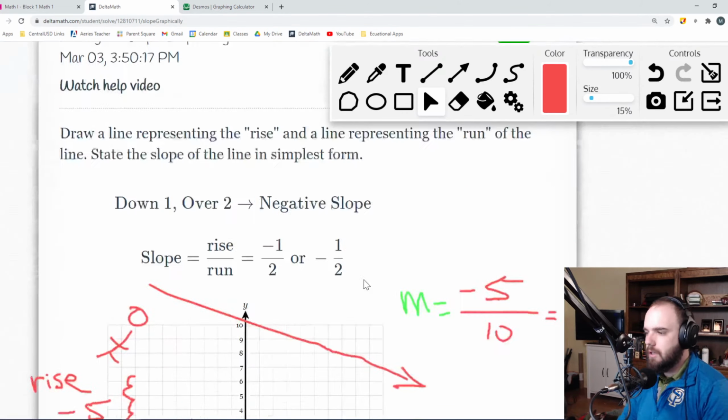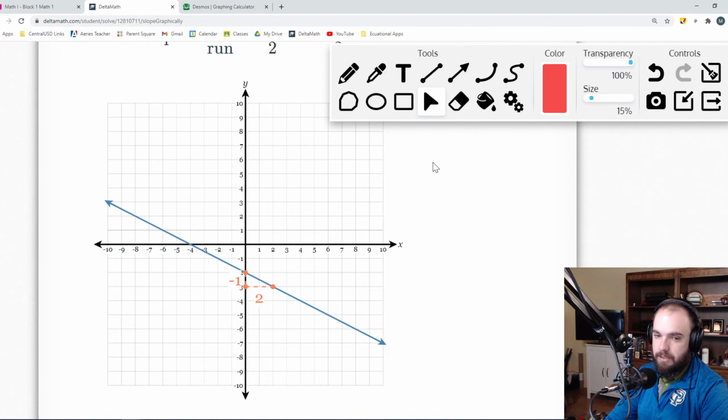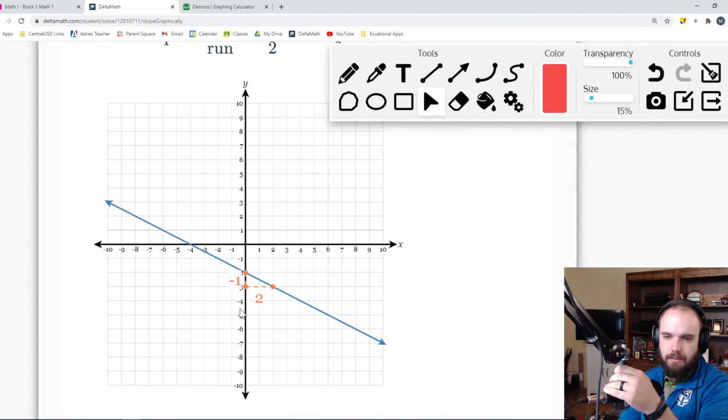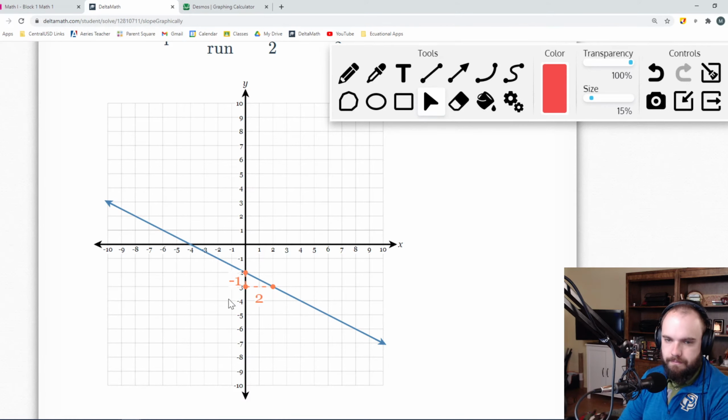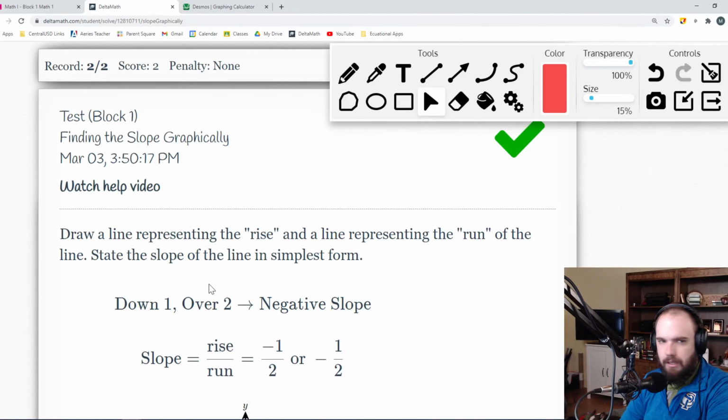Right, so I think the key here, and this is where most of my students are getting stuck, is they're not able to draw the right triangle and they're not simplifying the fraction. Those are the two big mistakes that I'm seeing when we do stuff like this. All right. So let's go ahead and take a look.